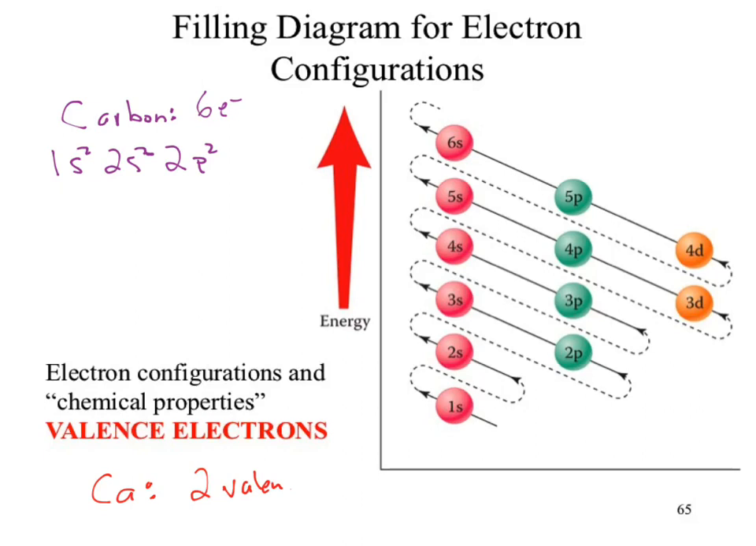Okay. Valence electrons. We said the highest energy level. What is the highest energy level for the electron configuration? It's the second energy level, which then means how many valence electrons do I have for carbon? 4 valence.